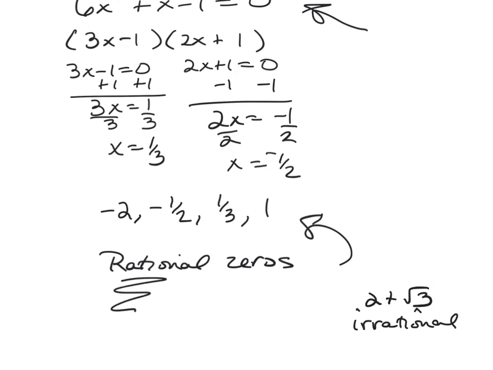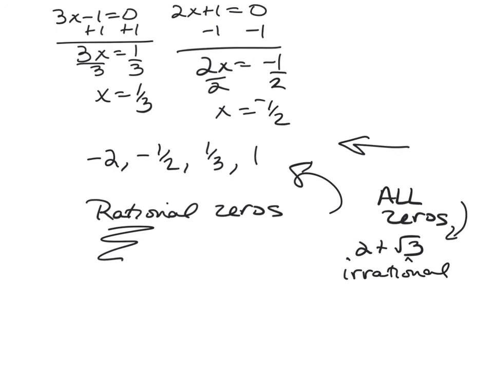Now, if it asks you to list all zeros, then you would list all of these, and anything with square roots and any answers that have an i in it. So the next example, number 6, is going to have a square root in it. And then examples 7 and 8 are going to have imaginary solutions, and we will still list them.